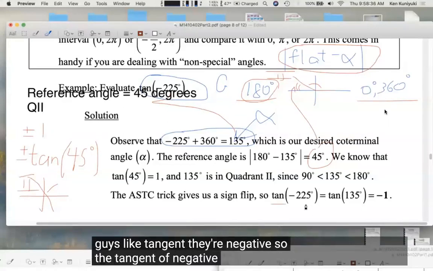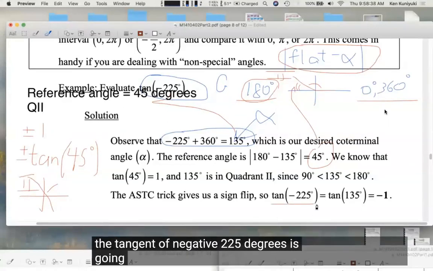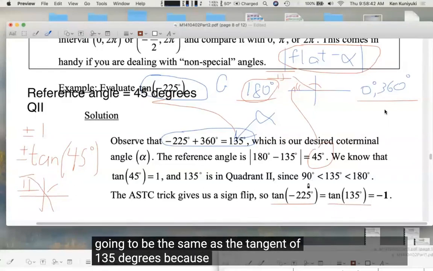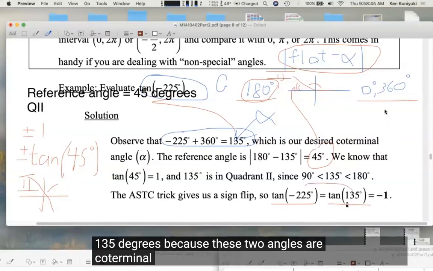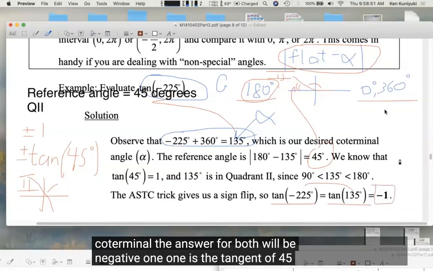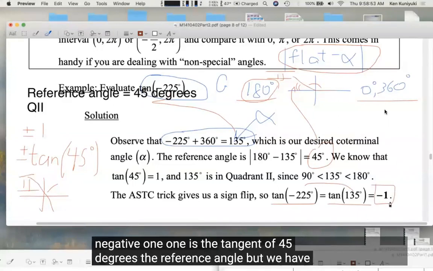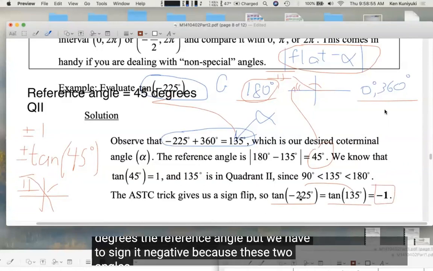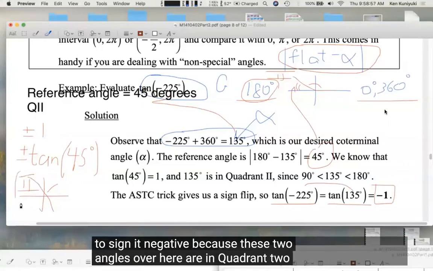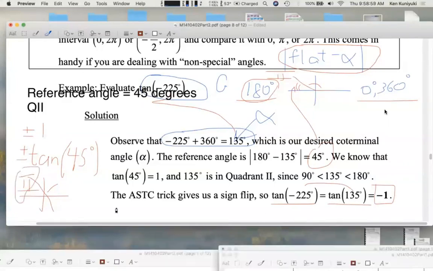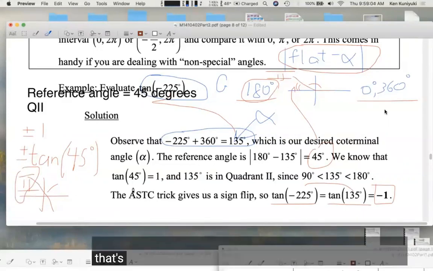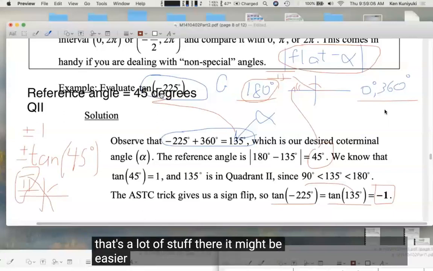So the tangent of negative 225 degrees is going to be the same as the tangent of 135 degrees because these two angles are coterminal. The answer for both will be negative 1. 1 is the tangent of 45 degrees, the reference angle, but we have to sign it negative because these two angles are in quadrant 2. That's a lot of stuff there. It might be easier to just go to radians.